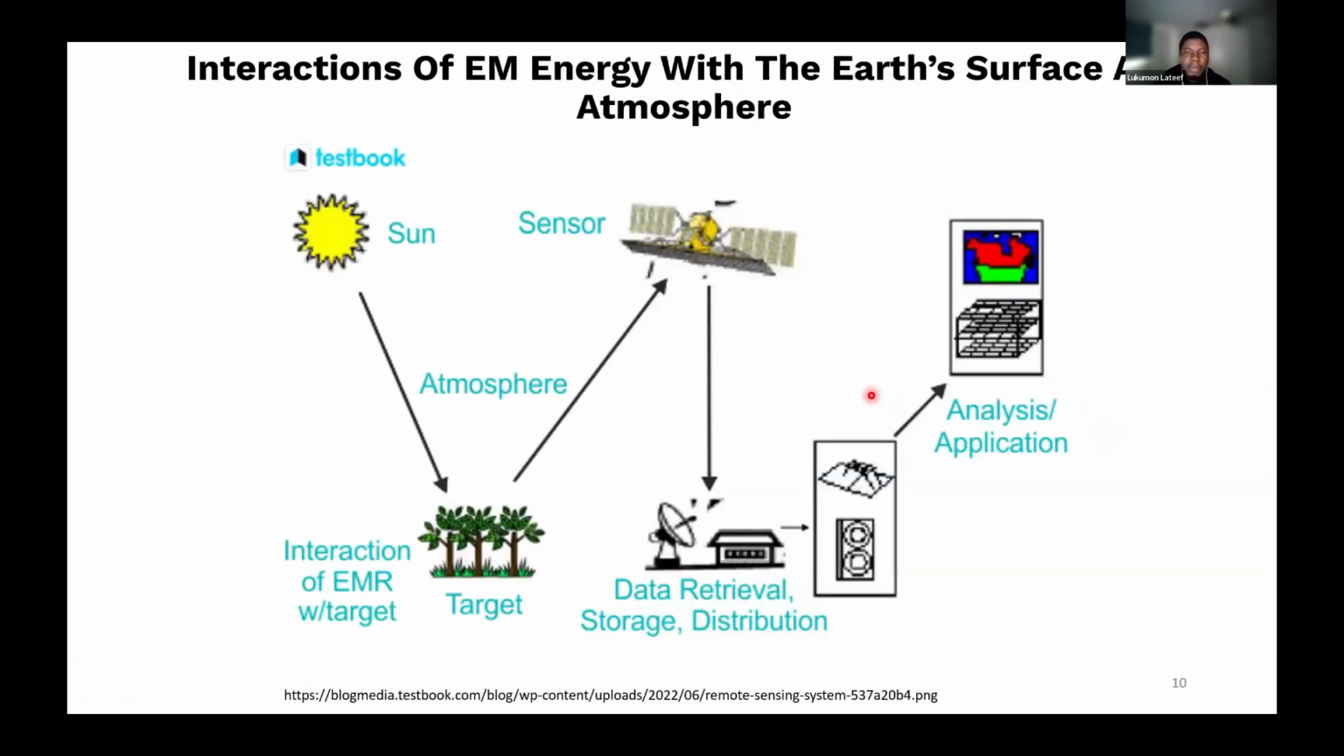So just to make it very clear again, you have the sun, it illuminates or sends radiation to the Earth's surface. It passes through the atmosphere. It hits the feature on the Earth's surface. Part of the energy is reflected back to the sensor. The sensor then transmits the signal to the ground station. Then it's processed into images that we download, like Sentinel, Landsat, PlanetScope. Then we apply the image for our analysis. So this is a summary of how the image is formed.